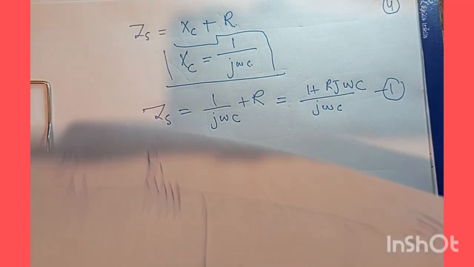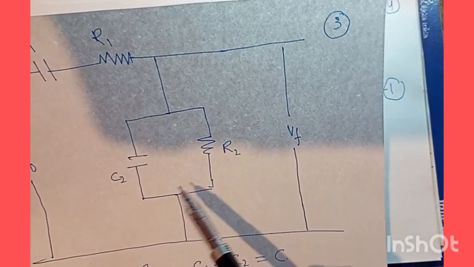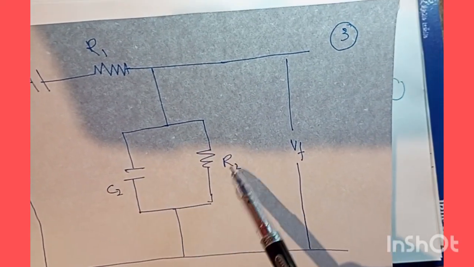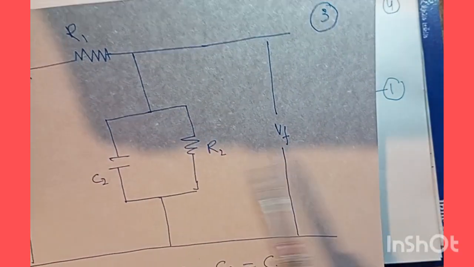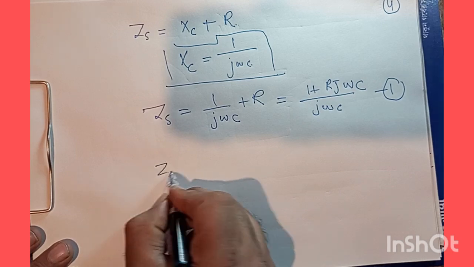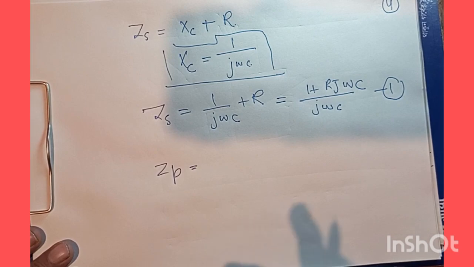Now another important thing is that we have the parallel combination of this capacitor and this resistance. Now if they are in parallel, we want to measure the equivalent impedance of this circuit. So let us assume that we have Zp now. If we have two resistances in parallel, then the result is R1 R2 divided by R1 plus R2.